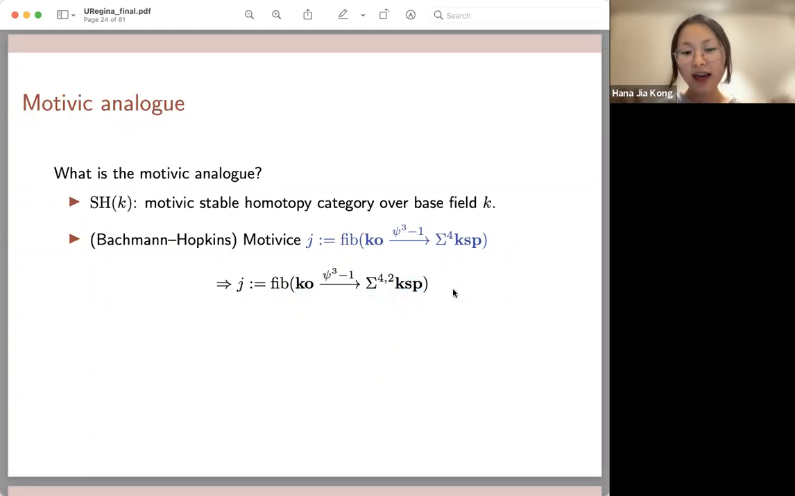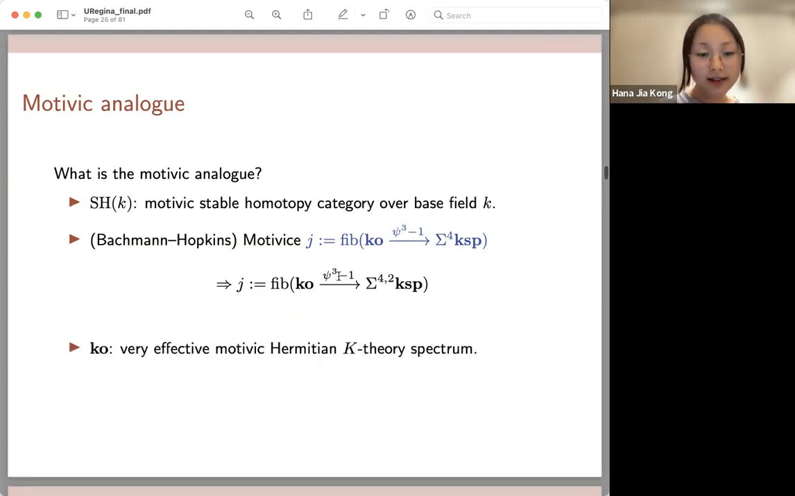So of course, KO, KSP, and this Cayley cube minus one, they're the motivic counterpart of the classical thing. And KO is the motivic spectrum, the very effective motivic Hermitian K-theory spectrum. That is analogous to the uppercase KO, the real K-theory spectrum, and very effective means you take the very effective cover of that, and the very effective cover plays the role of taking the connective cover. So that is the motivic KO.